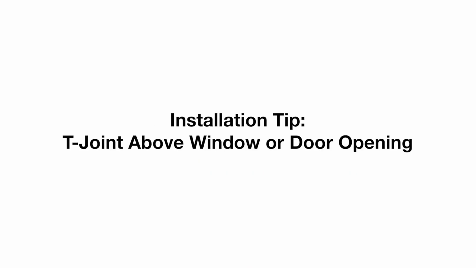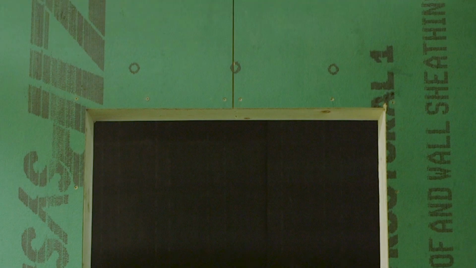The following video covers proper flashing techniques when a T-joint occurs above a window or door opening. This video demonstrates a T-joint above a window. The same considerations apply for T-joints above door openings.